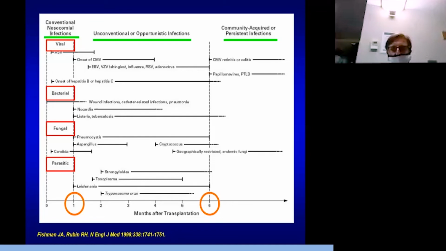And then after the first 6 months, it's important to know that even though they're at risk for opportunistic infections, and CMV is still a persistent risk, outside of CMV and someone that's not a toxo mismatch, the most common infections will be community-acquired infections after that period.